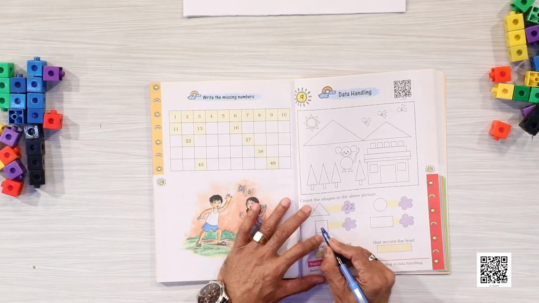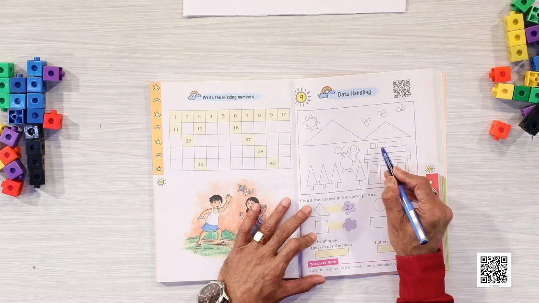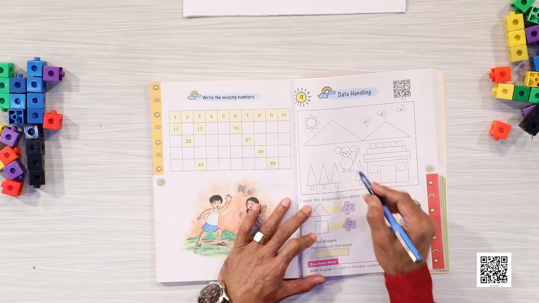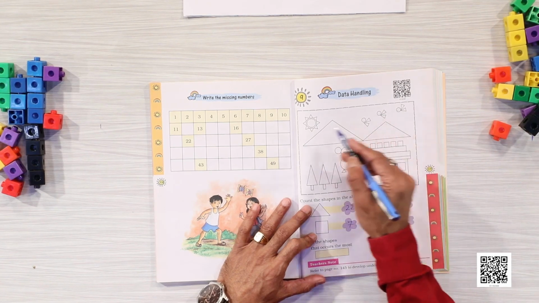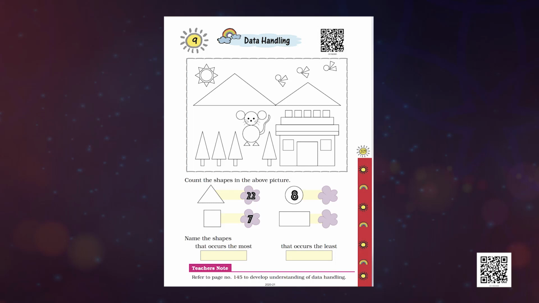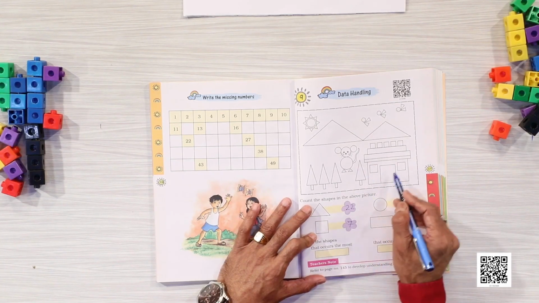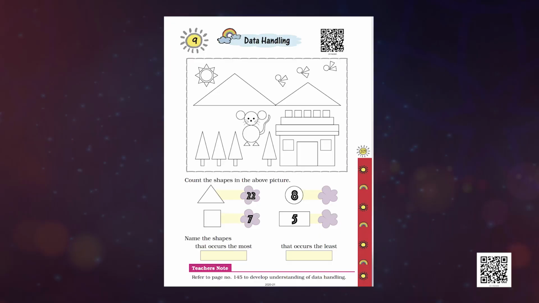Okay. How many squares were there? 1, 2, 3, 4, 5, 6, 7. So, 7 squares were there. Round shapes were 1, 2, 3, 4, 5, 6, 7 and 8. And these rectangular shapes 1, 2, 3, 4, 5. So, 5 are the rectangular shapes.